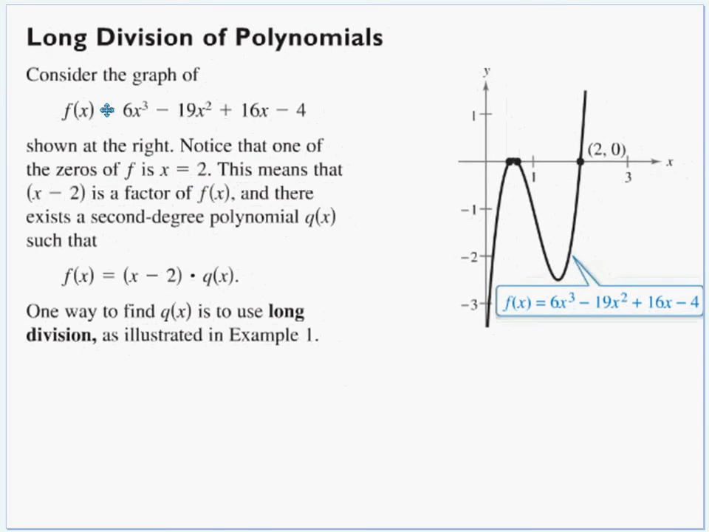And the book says here, consider the graph of this function, 6x cubed, minus 19x squared, plus 16x, minus 4, shown over here at the right. Notice that one of the zeros is at x equals 2. This means that x minus 2 is a factor of our polynomial. And there exists a second degree polynomial, if we do the division, such that f of x would be that factor x minus 2 times that other function. One way to find this q of x, this other function here, is to use long division.